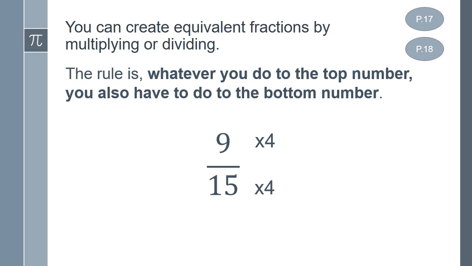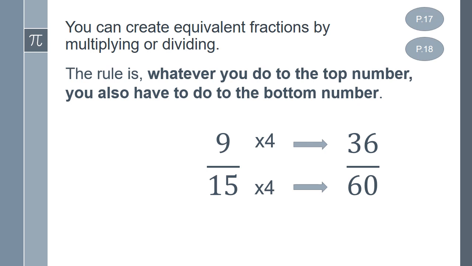So because we've times 9 by 4, whatever we do to the top number, we have to do to the bottom number. So we also times 15 by 4. And that gives us a fraction that is 36 over 60. 9 times 4 is 36, 15 times 4 is 60, so that's how we get that fraction.